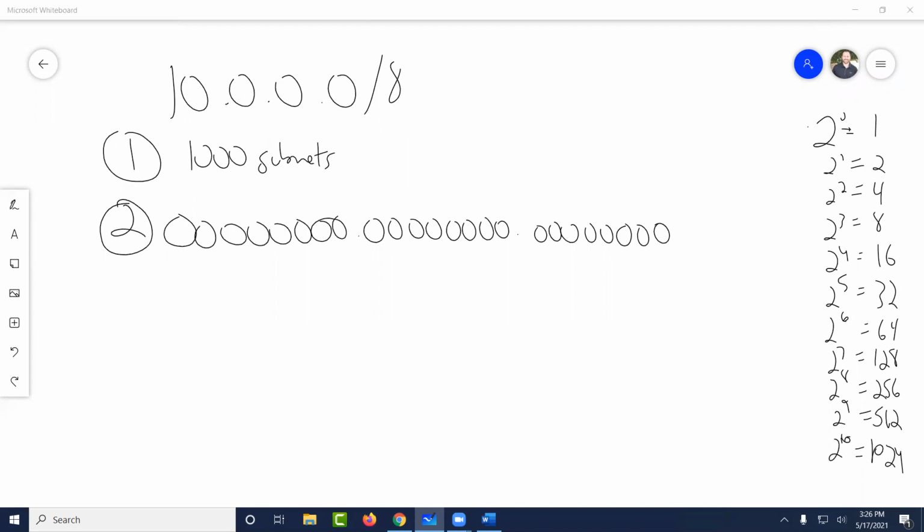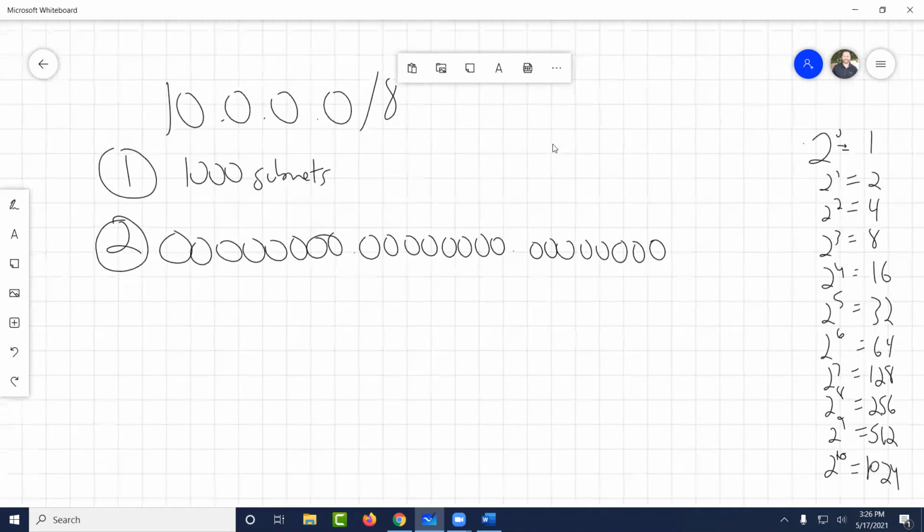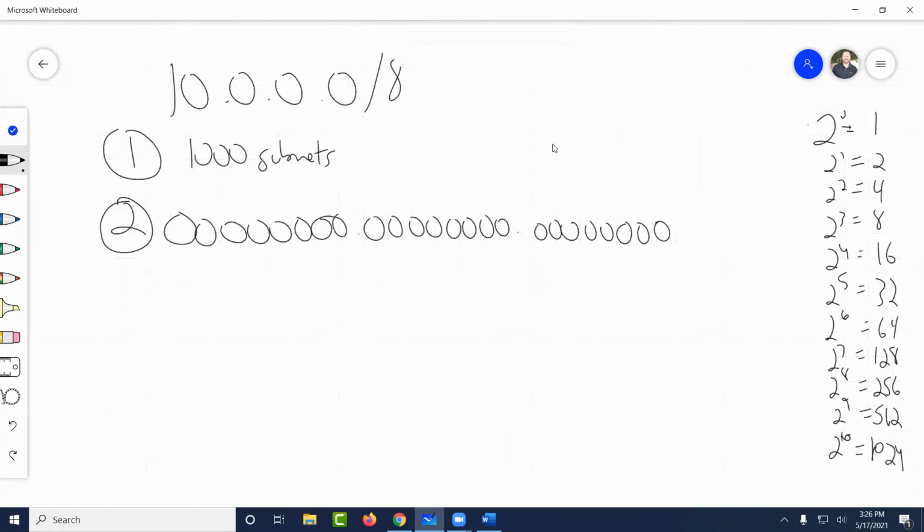I forgot to record. What is the formula I gave you to determine the number of hosts on a subnet or on a network? That's going to be the formula. 2 to the h minus 2. There it is, right there. Thank you. Okay. 2 to the h minus 2 equals the number of hosts. Yep. And h equals the number of host bits.